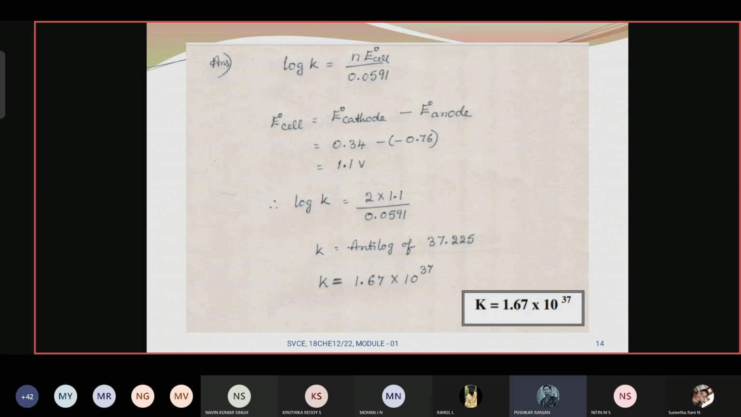Meghana BR. Yes, Pushkar. Ma'am, I'm getting a different answer, 1.467 into 10 to the power 16. How, check once. Same answer, ma'am, 1.67 into 10 to the power 37. Did you do the anti-log? Yes, ma'am. After doing anti-log, you are getting this answer.